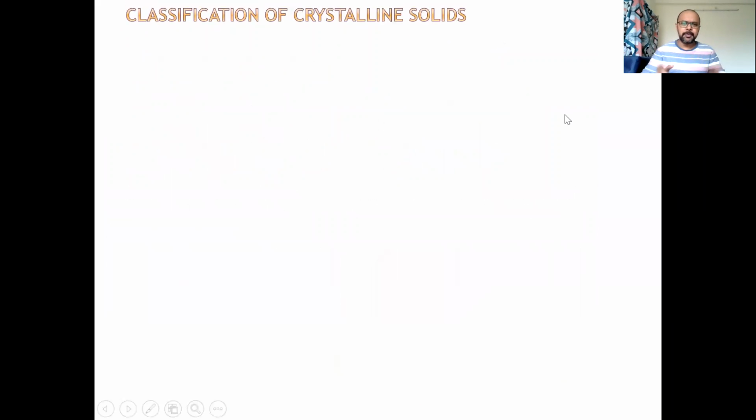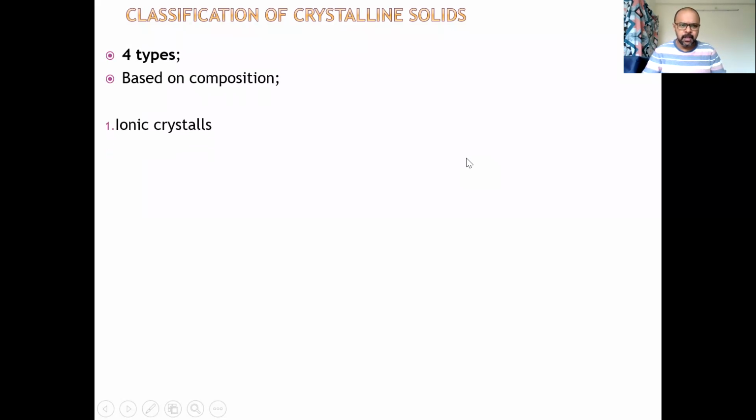Now we'll take up classification of crystalline solids, particularly based on the composition. We can get a wide variety of crystalline solids as examples. Based on composition, that is, what it is made of, there are 4 types of crystalline solids. First one, ionic crystals. Very easy to say. Ionic crystals are made of what particles?